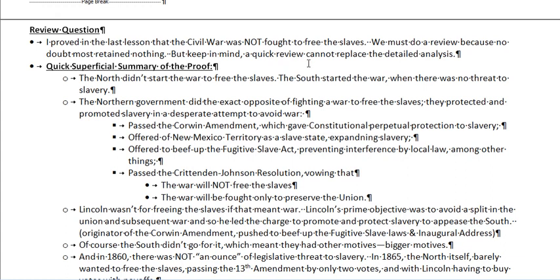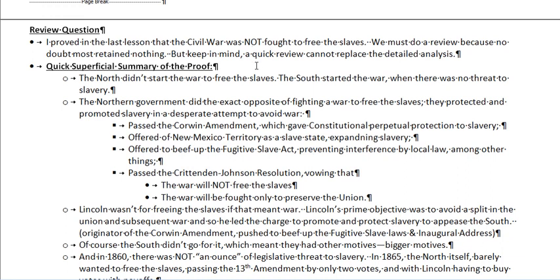All right. Now, I believe we must do a review because no doubt most retained little or nothing. I'm not saying that to be mean. I'm just saying that because that's the way it is. People are not going to retain the facts. But keep in mind, a quick review cannot replace all the detailed analysis I gave already. But we've got to give something here. So here's a quick superficial summary of the proof that the Civil War was not fought to free the slaves.